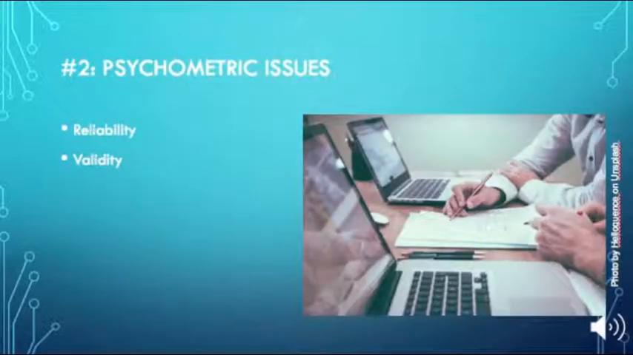The second issue you should consider is psychometric issues. You might be measuring that construct or the changes, but how can you do so in a way that's accurate, one that's actually getting at what you want to measure? This brings us to issues of reliability and validity.